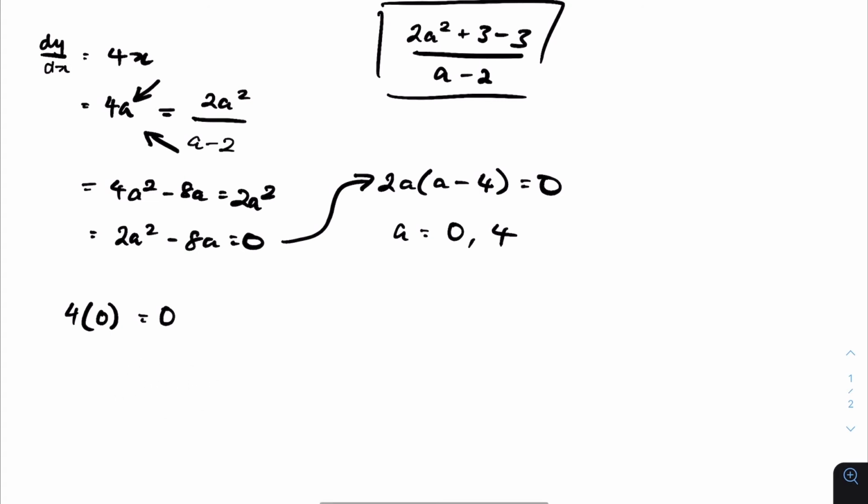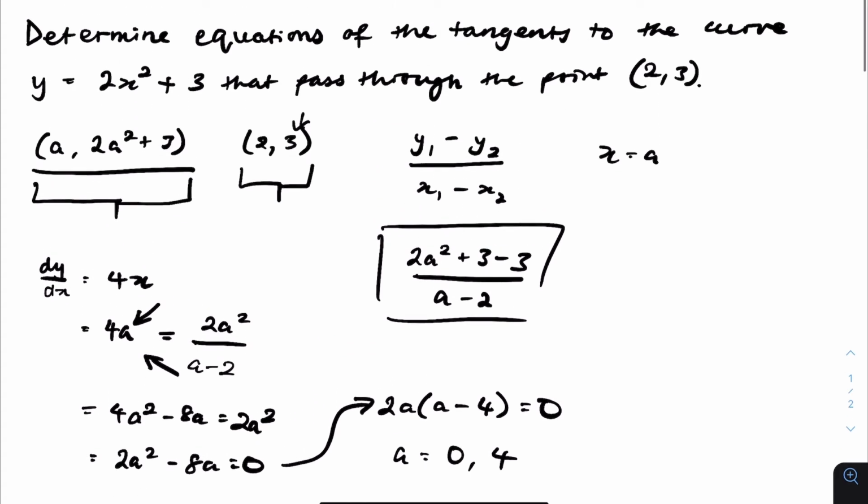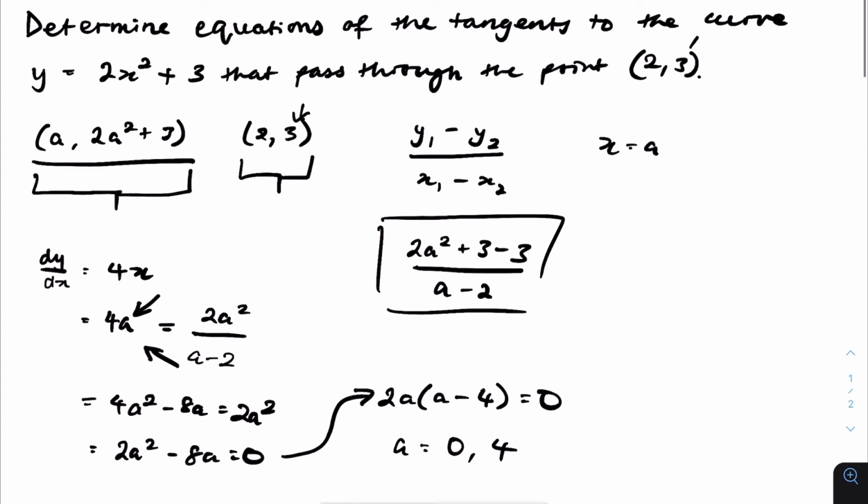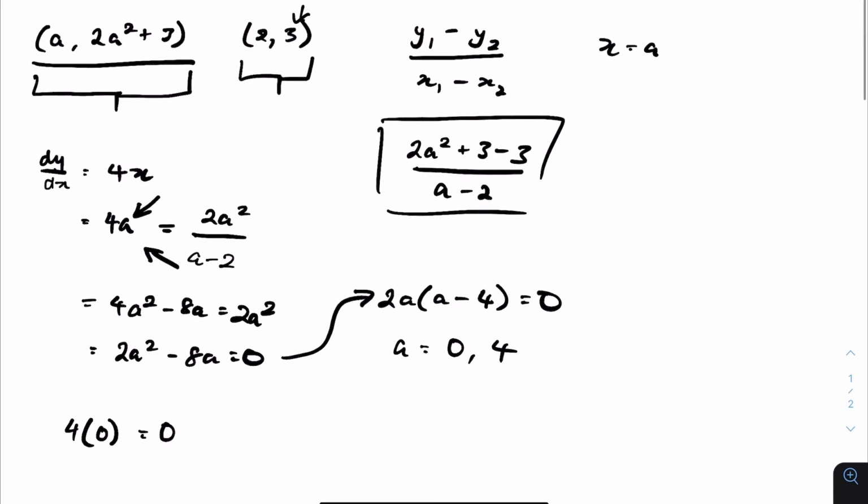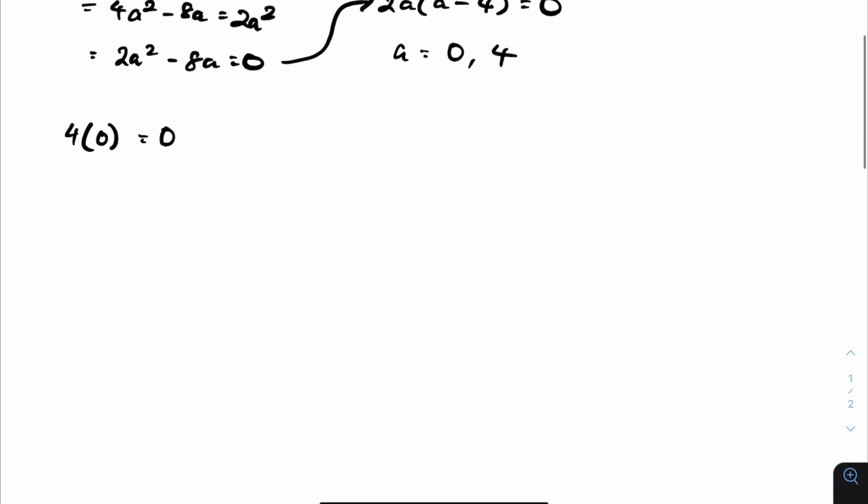Well, that's not too difficult, because if we see here, it's saying the point is 2, 3, and the y coordinate is 3, which means that we eventually have to end up with y equals 3. But there's nothing to substitute into x, so we don't really have to do much. The equation of the tangent is just y equals 3. But we also need to find the other tangent.